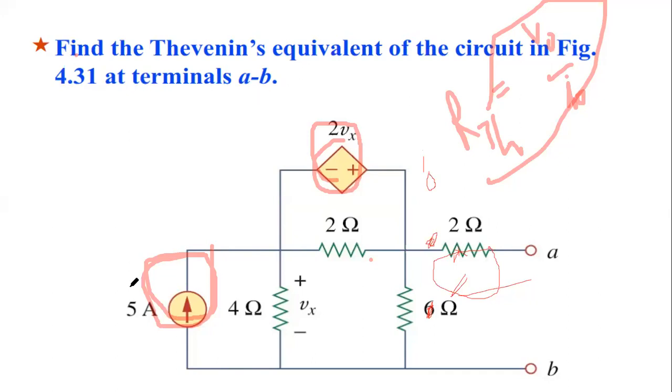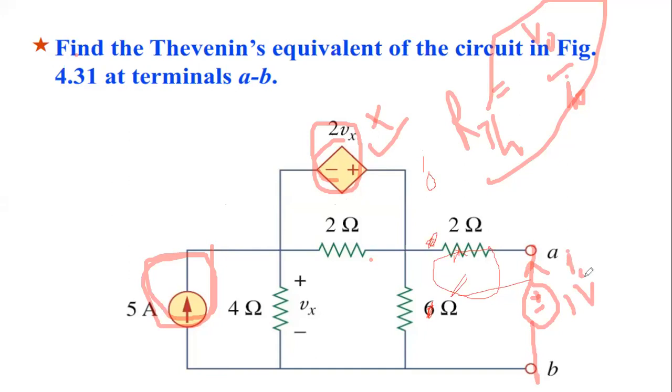Current source open, voltage source short. But the dependent source, you don't have to do anything. Dependent source will remain as it is. And here you will connect a voltage source in this open circuit AB. That will be of 1 volt. 1 volt voltage source will be connected here, and you can find the current I naught.